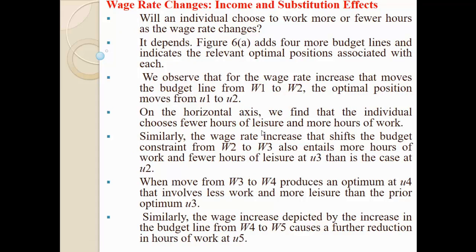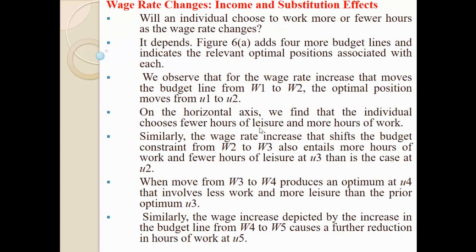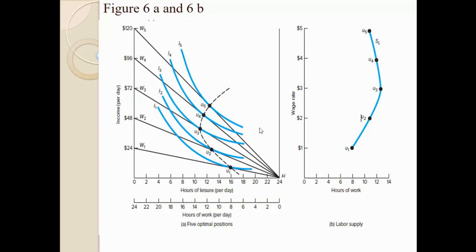Now, what will happen to this decision of the labor if the wage rate changes? Currently, if the wage rate is 2, he will stay at U1. But if the wage rate increases to 3, 4, 5, 6 per hour, then what will be his decision, and how much time will he allocate to work and how much time will he allocate to leisure? Look at this diagram. This is the extension of the previous diagram.